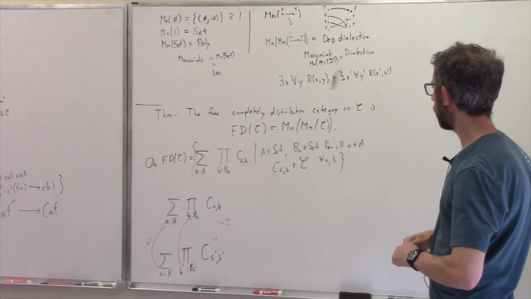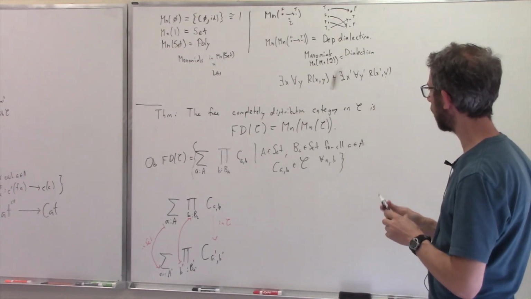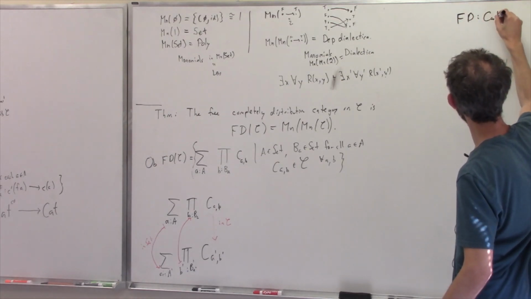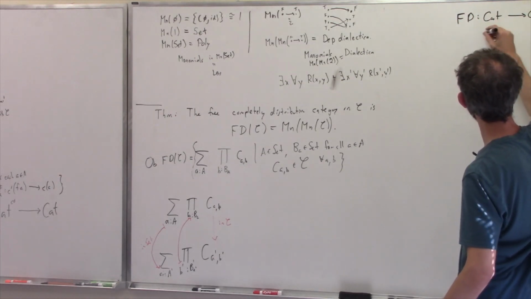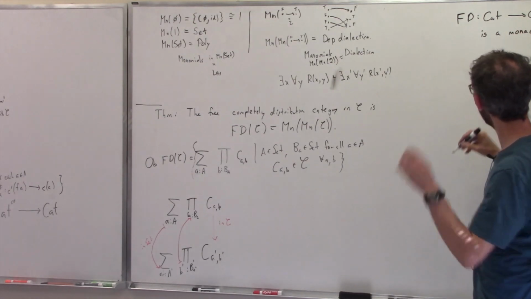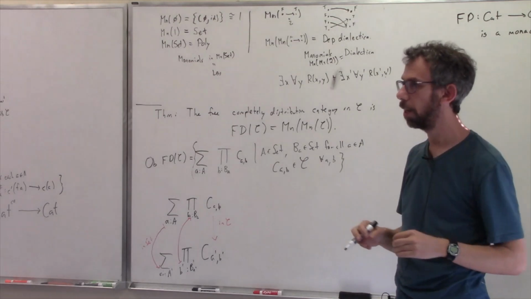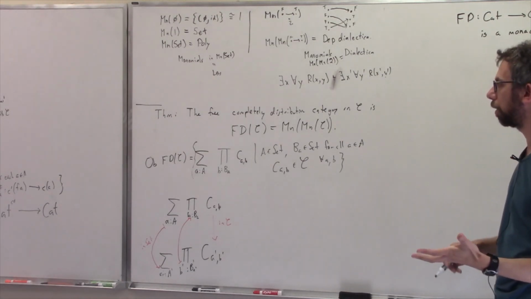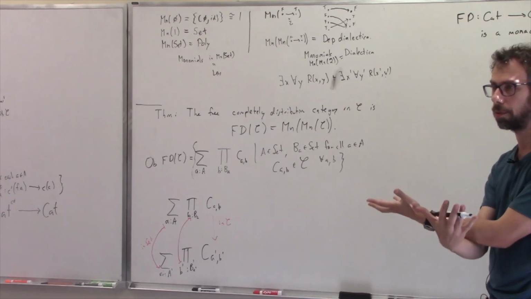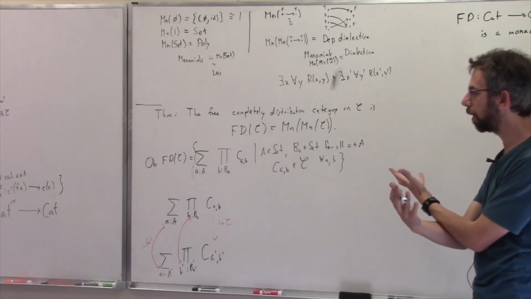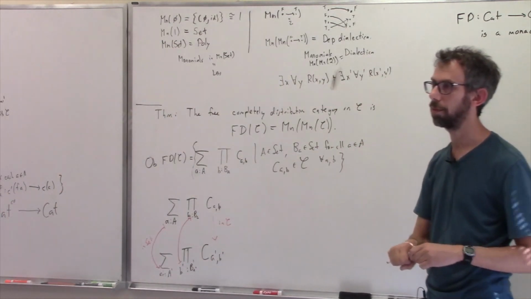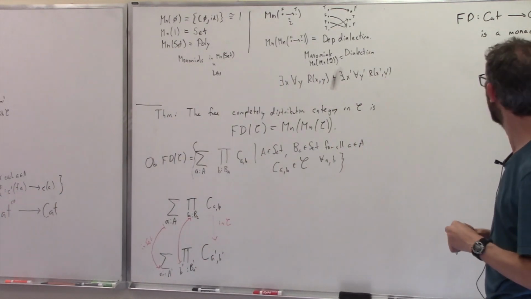So this free completely distributive category thing, this thing is a monad. So FD taking Cat to Cat is a monad. In fact, you could form it another way. The free coproduct completion and the free product completion are each monads and they distribute. Those are monads that don't flip the direction and they distribute. And so you could say that's the nice way to get FD.